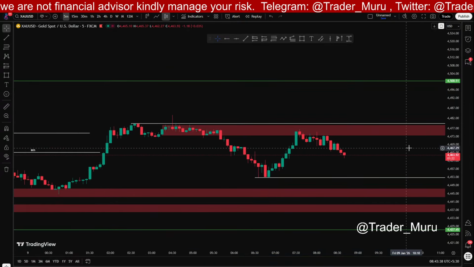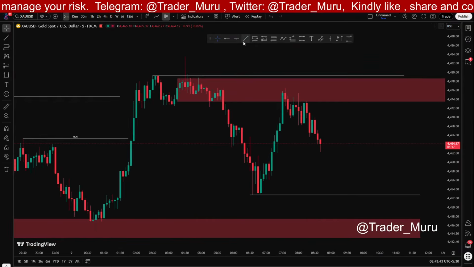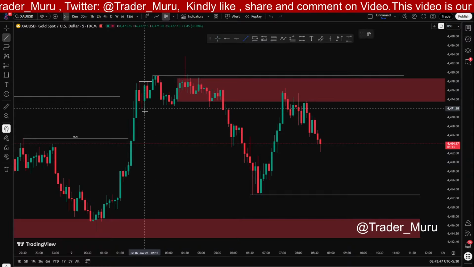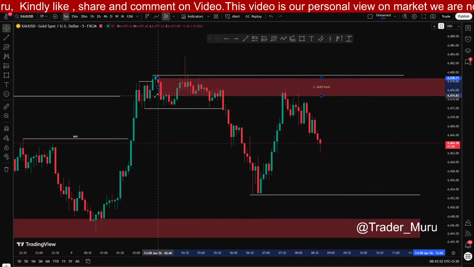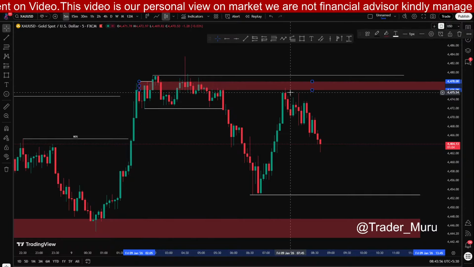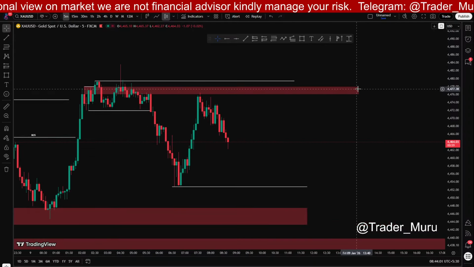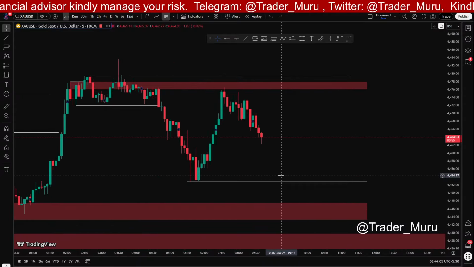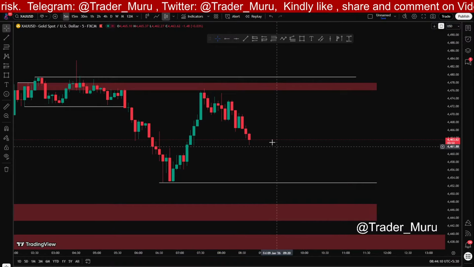In the 5-minute time frame, this was our last breakout structure. This is a change of character, and this is your QML area test. So after the test, price is declining here, and we are expecting it to test here around 4452.